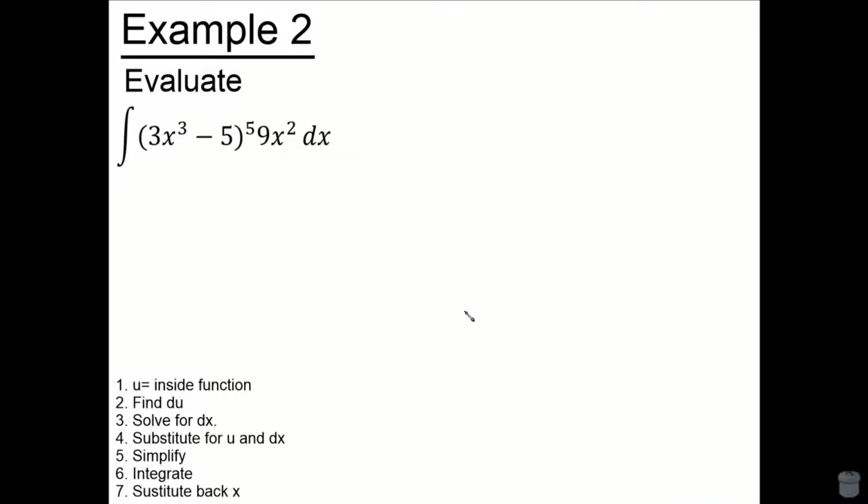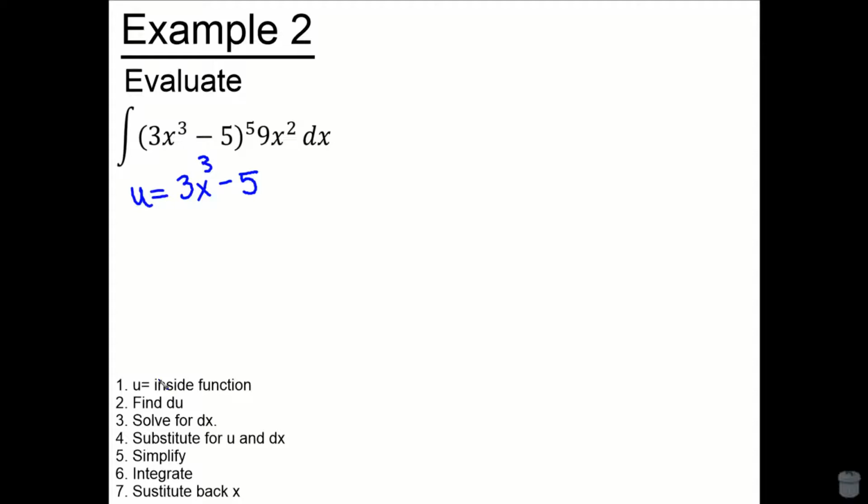Here we have example 2. We're going to evaluate the integral of the binomial 3x cubed minus 5, which is raised to the 5th power, times 9x squared dx. Again, the premise begins very much the same. We're going to let u equal this inside function. In this case, the inside function is 3x cubed minus 5.